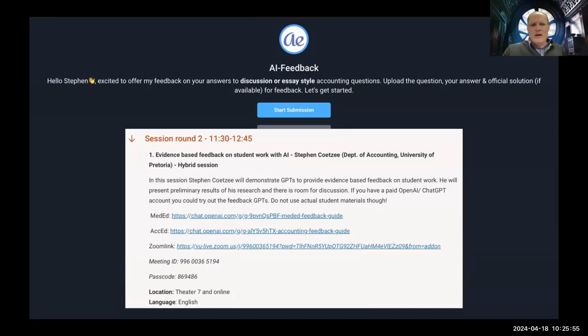And that I'm going to be discussing with you in the next session at 11:30, if you want to log back in for that. I'll go into a lot of detail there on the prompt engineering and how we develop the prompts. So if you want some information on prompt engineering, even if you're not interested in the feedback, that will be coming up in the session later on as well.